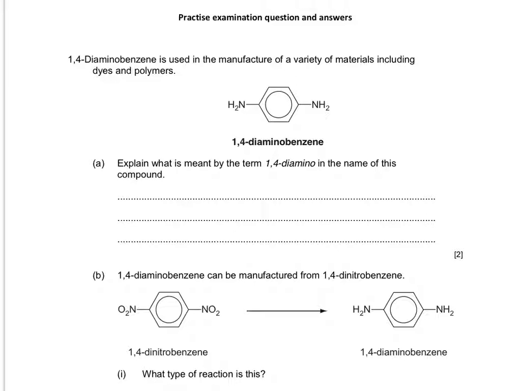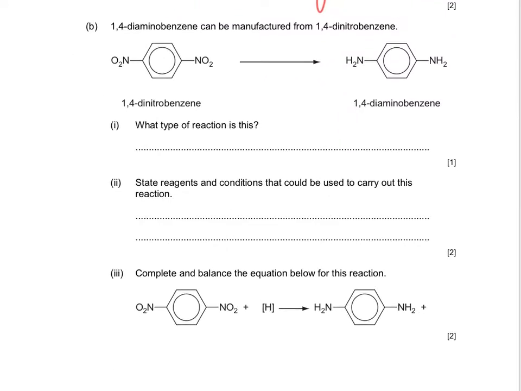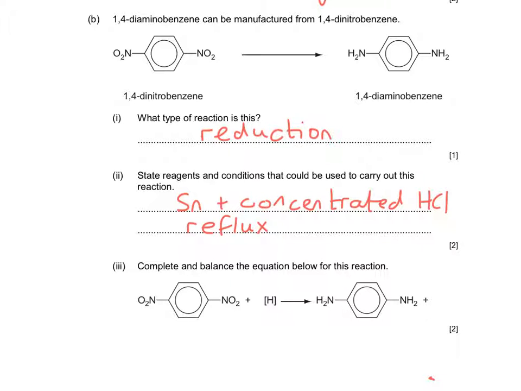In this question, it shows us a diaminobenzene, so it's two amine groups on one benzene ring. It asks you for 2 marks to explain what is meant by the term 1,4-diamino. The diamino means 2 amine groups, not just one, and 1 and 4 is their positioning on the benzene ring. Let's bring the page down a little bit. It says 1,4-diaminobenzene can be manufactured from 1,4-dinitrobenzene. Like you've looked at before, this is a reduction. As you probably recall from earlier in the clip, the reagents were tin and concentrated HCl, under reflux conditions.